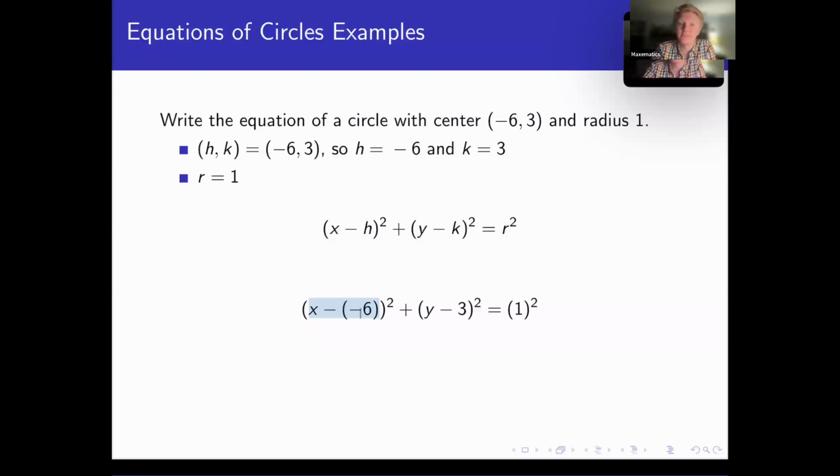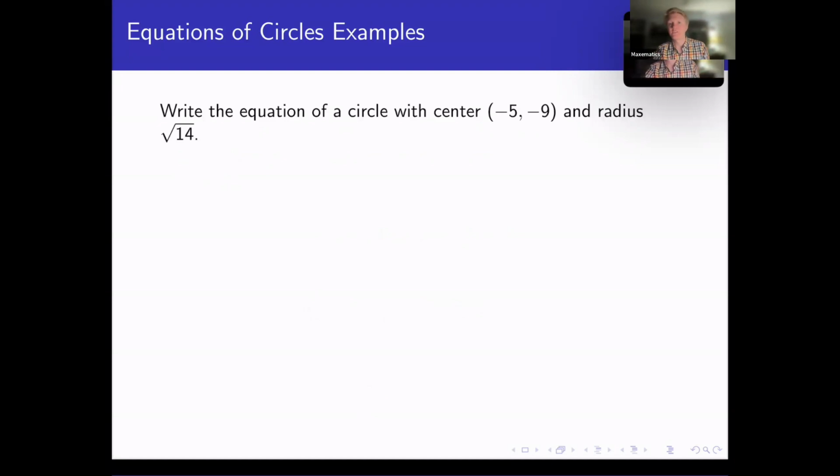Well, here, now we see the difference between positive center values and negative center values. X minus negative 6 is positive 6. Y minus 3 doesn't change, and 1 squared is just 1. So again, there is an element of kind of flipping signs here, sort of. So be very careful with the signs of your center in or coming from an equation. Okay, let's do one more example of writing equations. Center is negative 5, 9, and the radius is square root of 14.